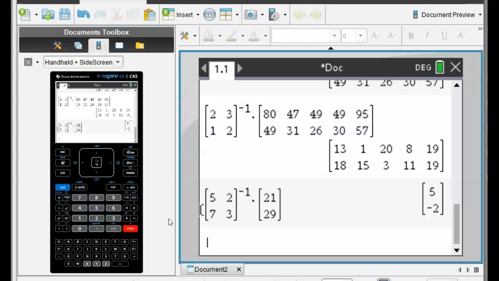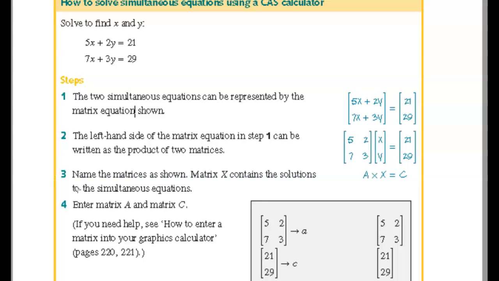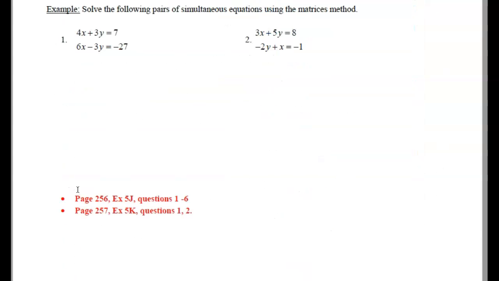Now remember, I was saying you can use solve. Okay, I know we're not in linear equations, but it's the same thing. So 5x plus 2y equals 21. That was our first equation. Our second equation was 7x plus 3y equals 29, and we're solving for x, and there's your answer. Okay, so you can do it the matrix way, and you need to know how to do it using matrices, but I just wanted to show you that you can also do it using linear equations or using solve on your calculator.